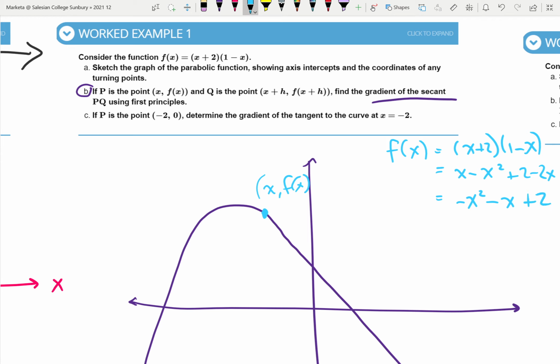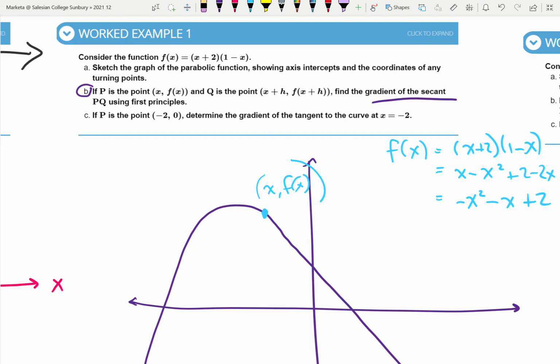So if I was to put a point, if I was to say x is 1, for example, you would know that if x is 1, then you'd be subbing the 1 into all your x values, and you would find the corresponding value of y. So how we would get the y value, or the f of x value, is by subbing the x into that.